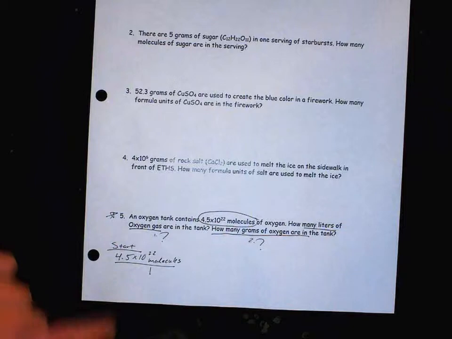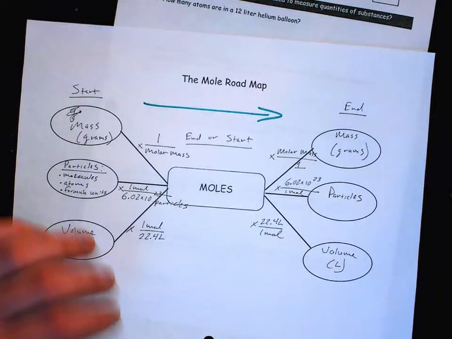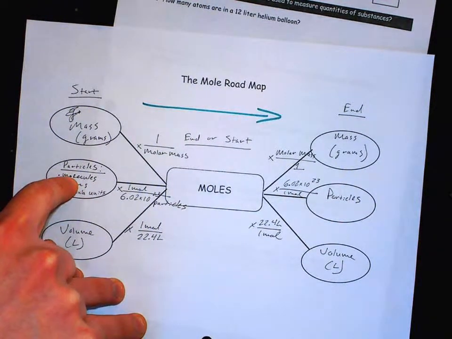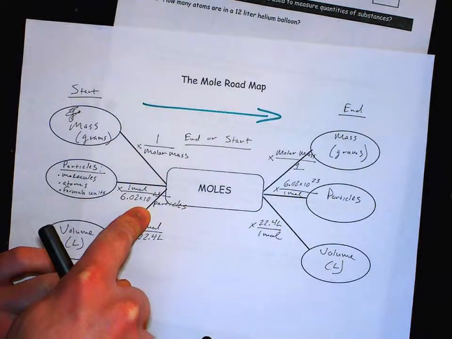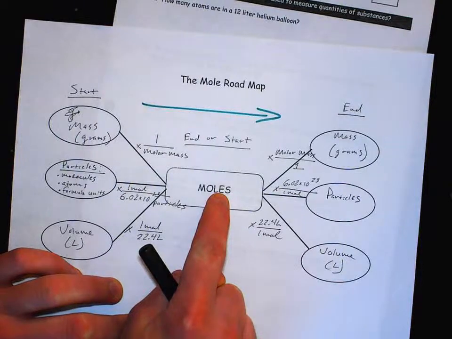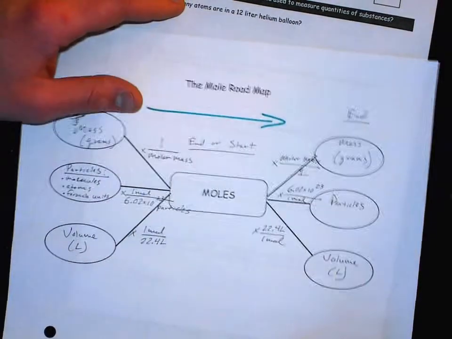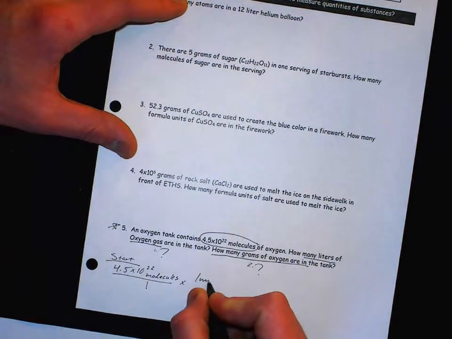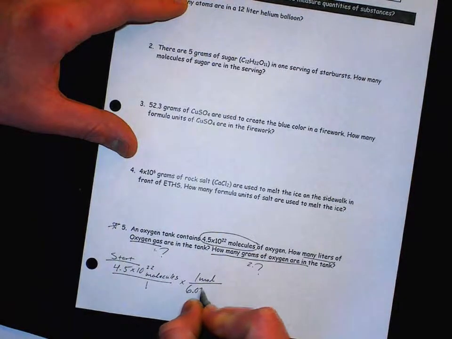The first question is saying, let's go from molecules to liters. So we're going to look at our mole roadmap. Well, a molecule is a particle. To get from a particle to the mole, you have to use 1 over 6.02 times 10 to the 23rd particles. To get from a mole to volume, we have to use 22.4 liters per 1 mole. So we're going to go one step at a time, times 1 mole. We're going to get our molecules canceled out here.